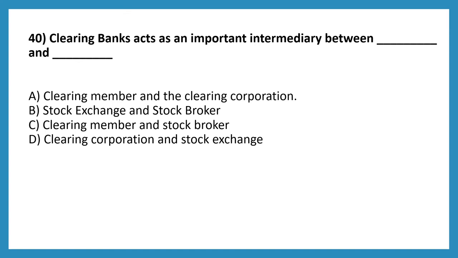Option A, clearing member and clearing corporation. Option B, stock exchange and stock broker. Option C, clearing member and stock broker. Option D, clearing corporation and stock exchange. The correct answer is option A, clearing member and the clearing corporation.